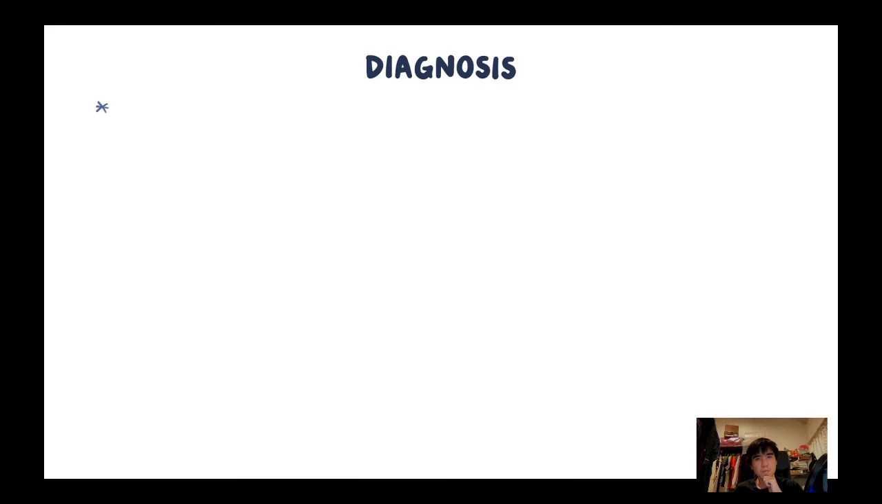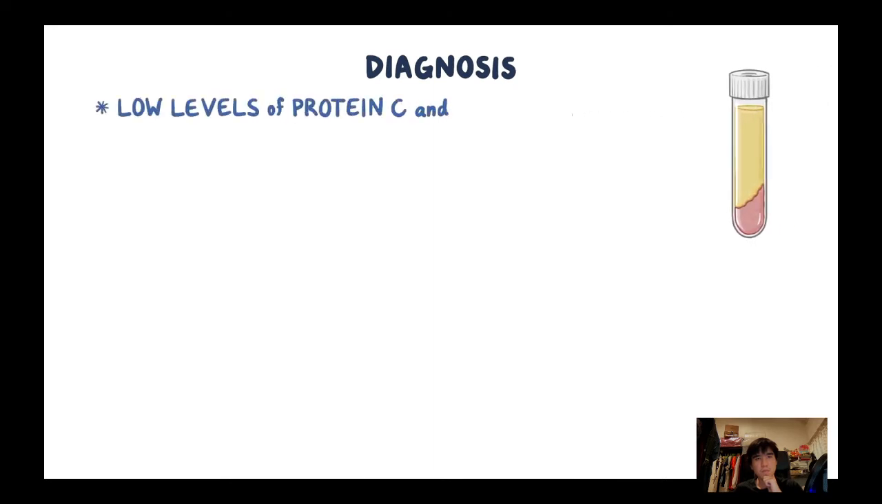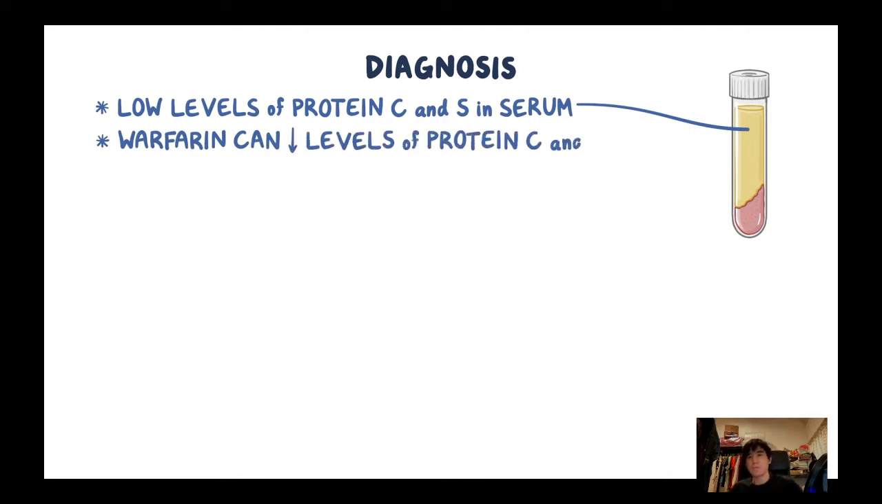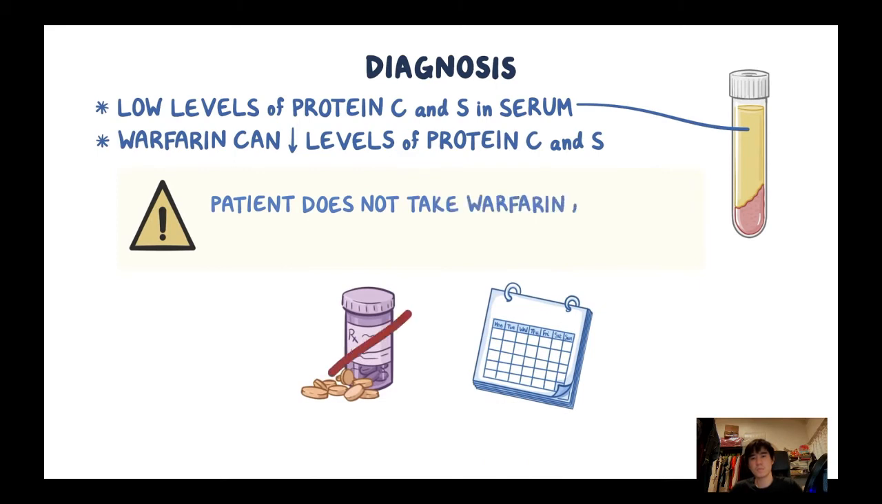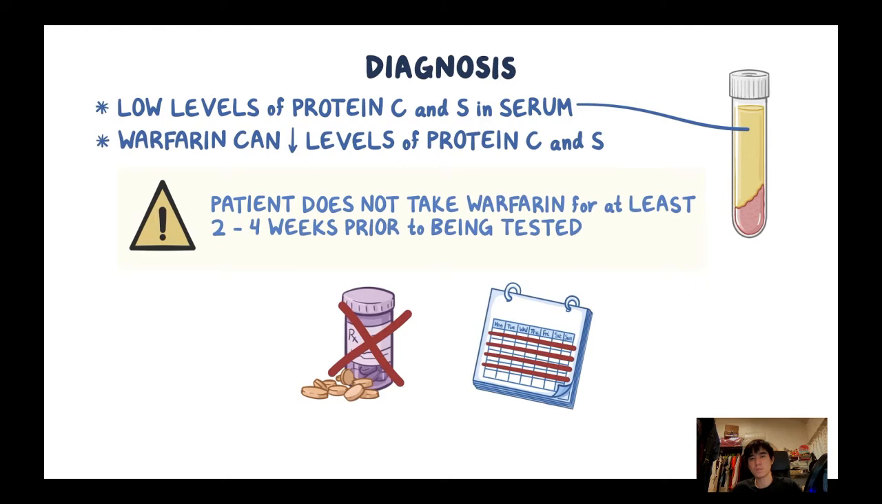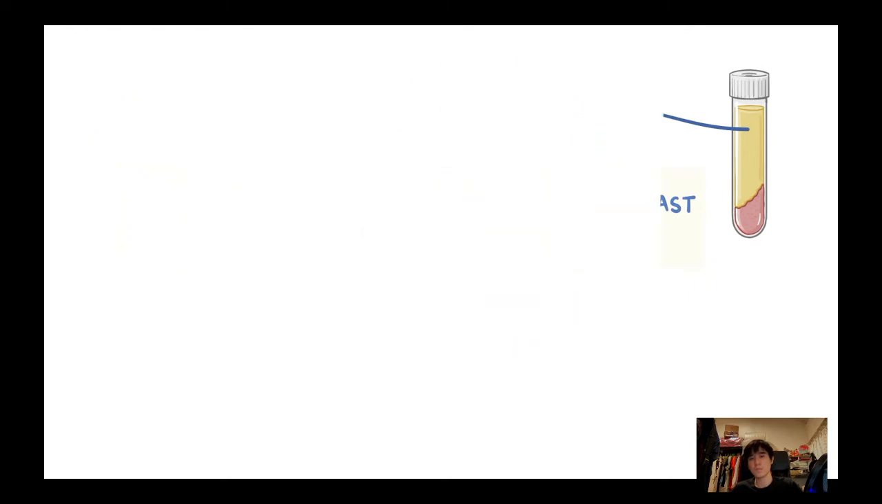Diagnosis is made by identifying low levels of protein C and S in the serum. Since warfarin can lower the levels of protein C and protein S, it is very important that a patient does not take warfarin for at least 2 to 4 weeks prior to being tested for protein C or protein S deficiency. Alright, as a quick recap.